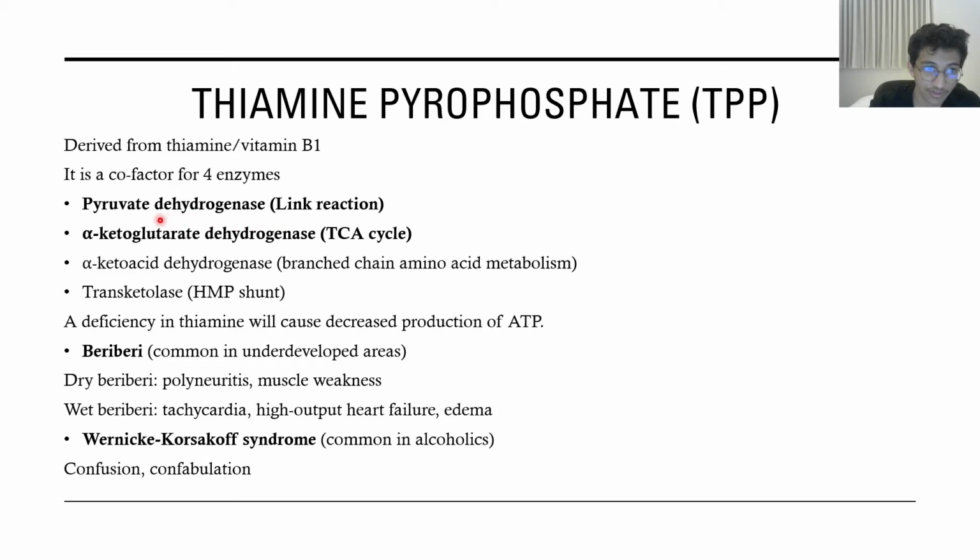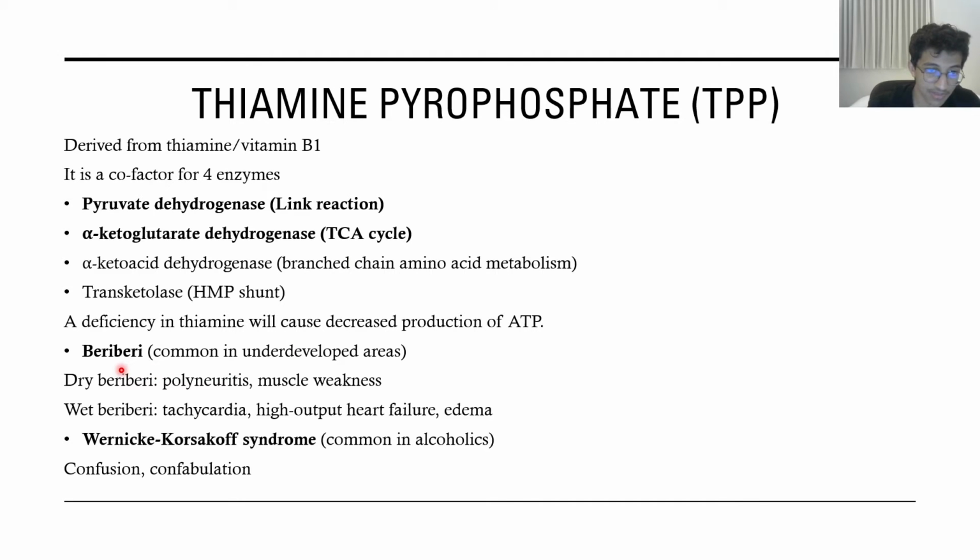Now, for today, we're gonna focus more on these 2 enzymes, but these are other enzymes that thiamine pyrophosphate can act as a coenzyme for. But today, we're gonna focus on pyruvate dehydrogenase, which is in the link reaction, and alpha ketoglutarate dehydrogenase, which is in the TCA cycle. Okay. And now, a deficiency in thiamine or vitamin B1 will cause decreased production of ATP, of course, due to decreased rate of link reaction and decreased rate of this step in the TCA cycle, which will cause 2 diseases.